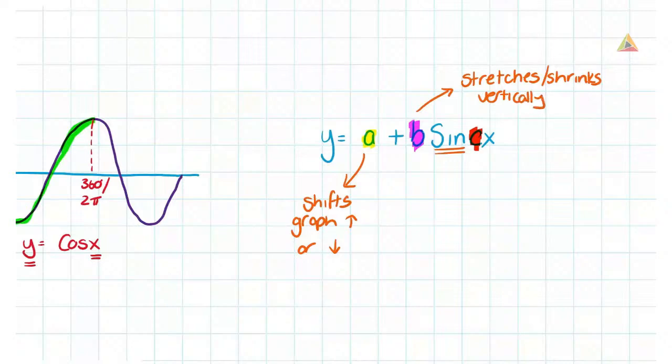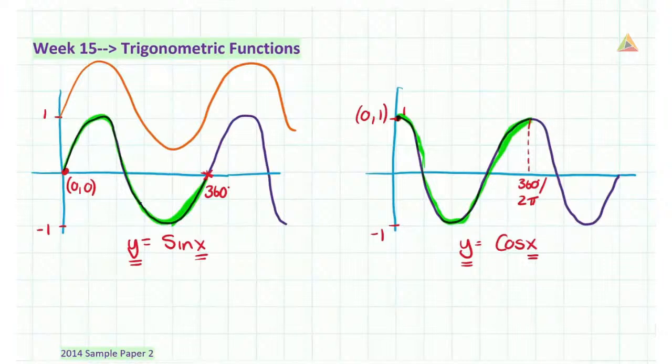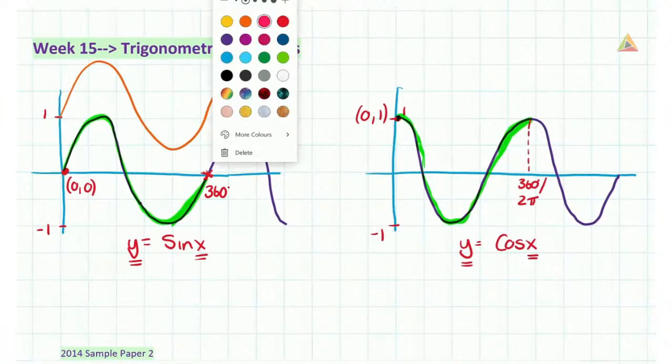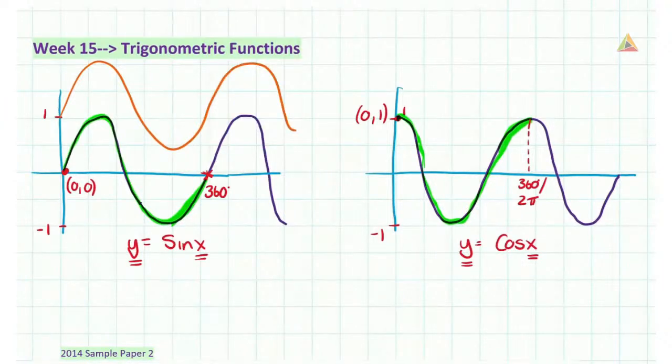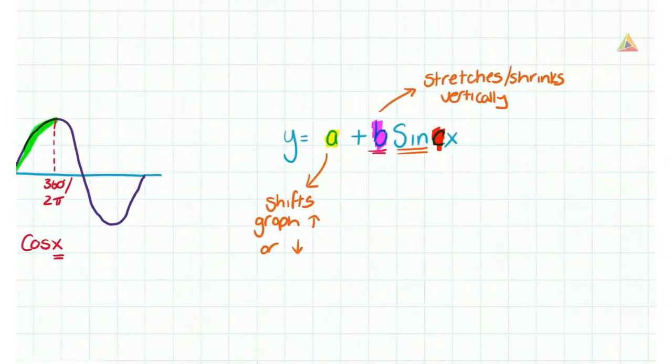Okay, so what I mean by that is, for example, if b was a half, what would happen is it would be exactly the same graph, as you can see, but it would only be half the amplitude or half the range. So it would only be going up as far as a half there instead. And vice versa, if your b was 3, it would be 3 times. So it would be stretching the graph vertically if we multiply by a number here in the front.